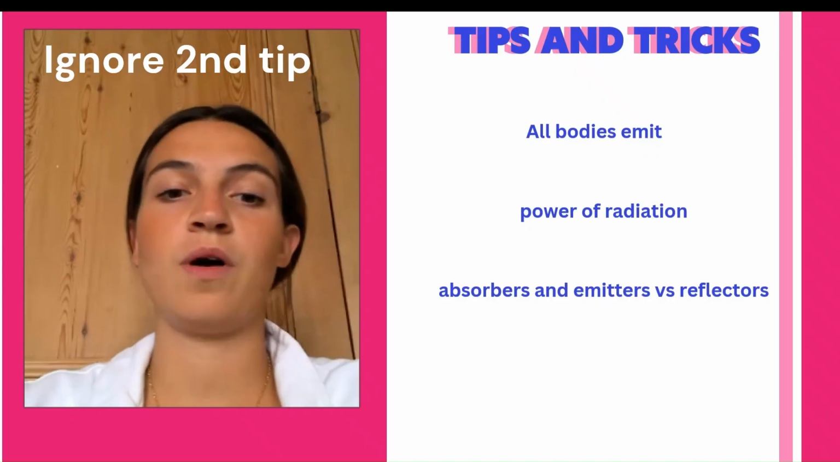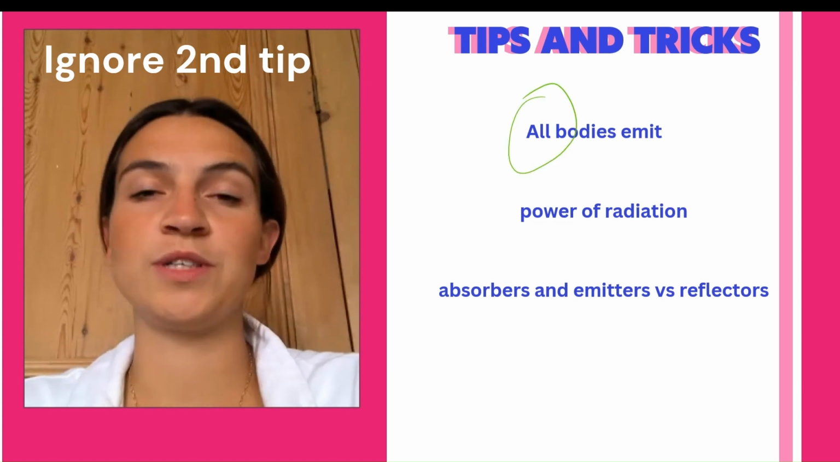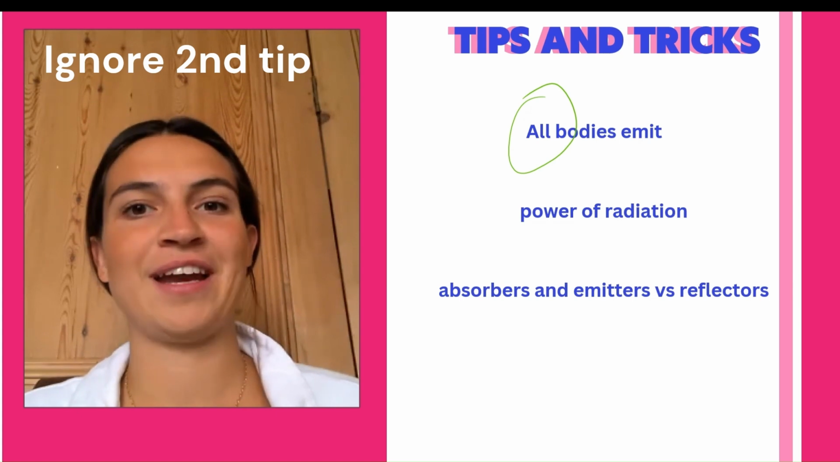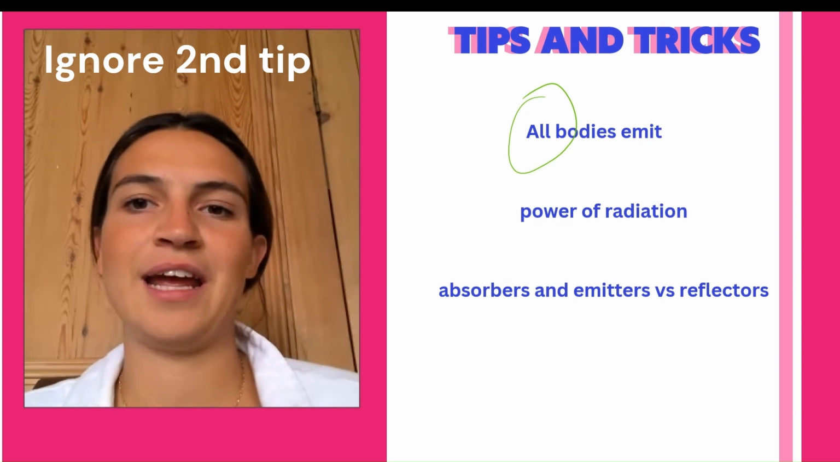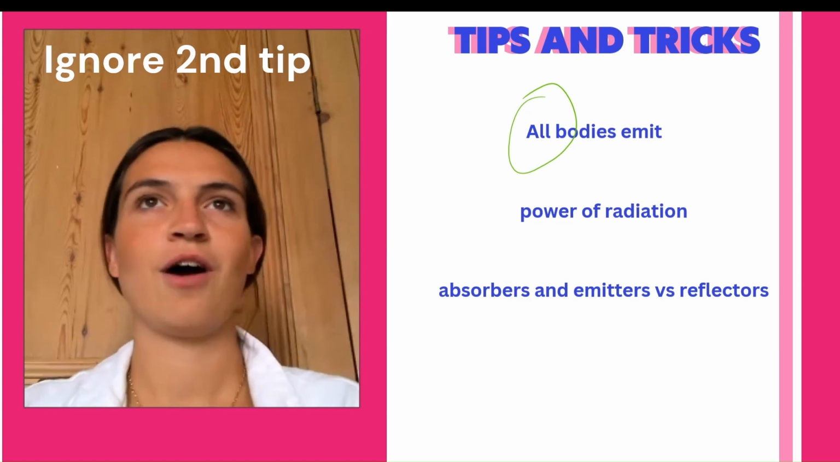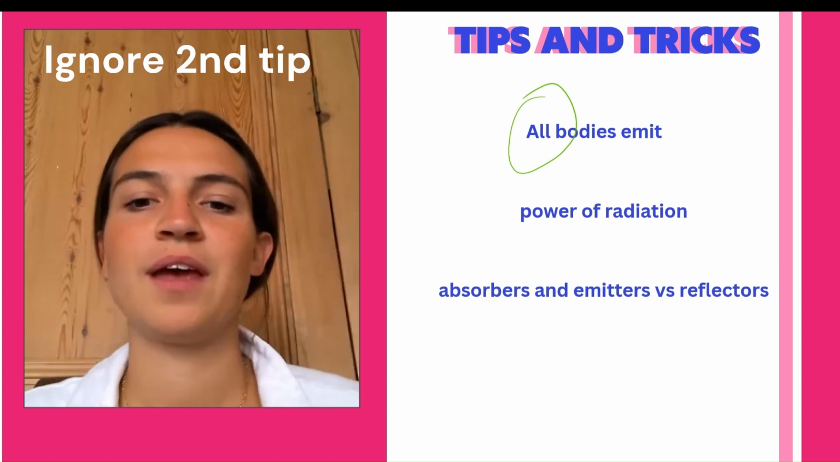So first one is all bodies emit radiation, and that is all bodies, even things that are cold, are emitting radiation. Okay, so that's really important and quite a common misconception that it's only hot things that emit radiation. No, it is all bodies.